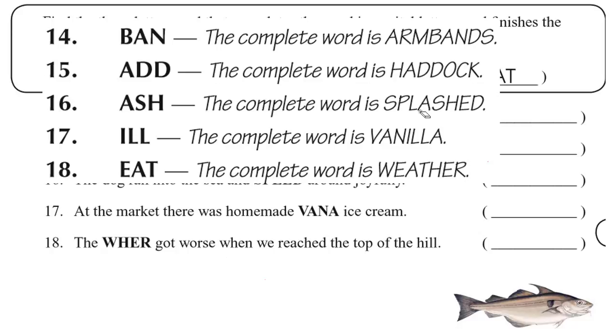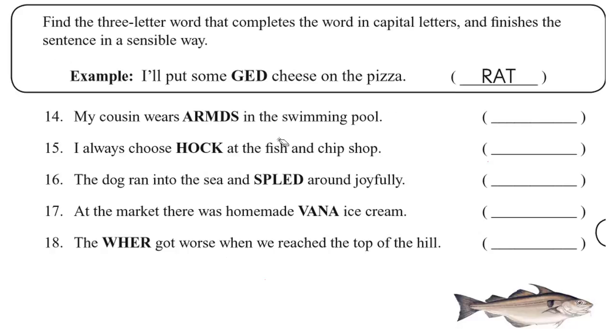Question 16 is splashed. Question 17 is vanilla. And question 18 is weather. And they should fit in nicely. Think about it. The dog ran into the sea and splashed around joyfully, right? So what would the dog do in the water? It will be splashing around anyway. So that's splashed. Now at the market, there was a homemade vanilla ice cream.